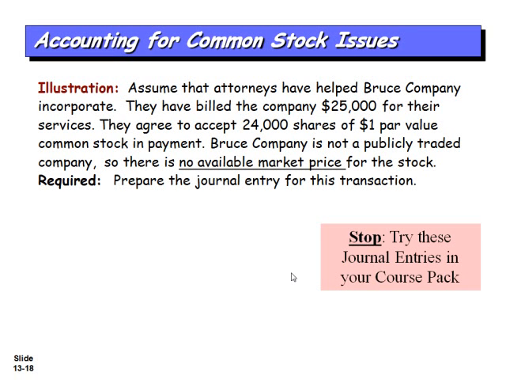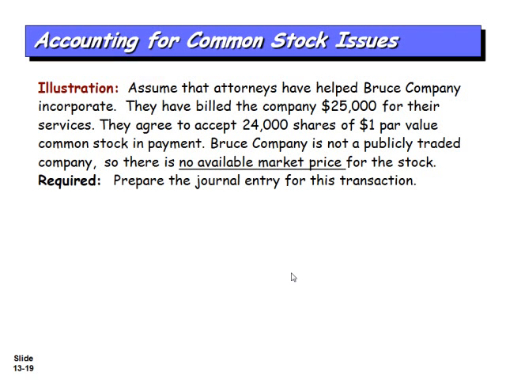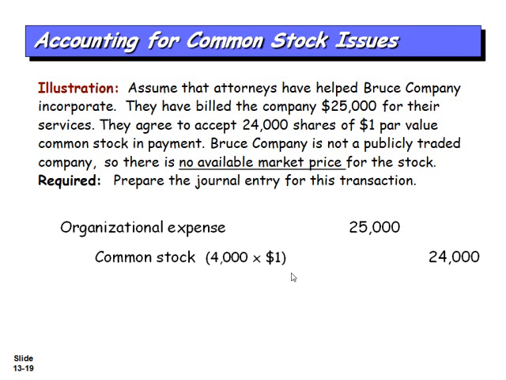Now, there is no available market price for this stock. So there's nothing the company can look at and say, what is the value of this stock? But what they can say is, what is the consideration being offered? And the consideration is the $25,000 in services. So that becomes the basis for this journal entry. Organization expense is charged $25,000. Common stock, it's $1 par, is charged $24,000. And the balance, paid in capital in excess of par, is charged $1,000. So in this case, because there was no available market price, we used the consideration given up, which was the legal expenses.